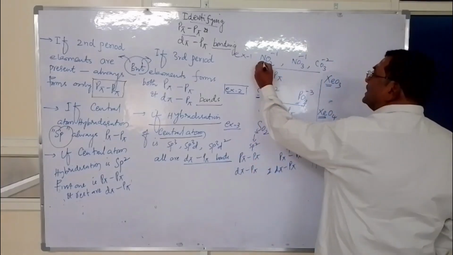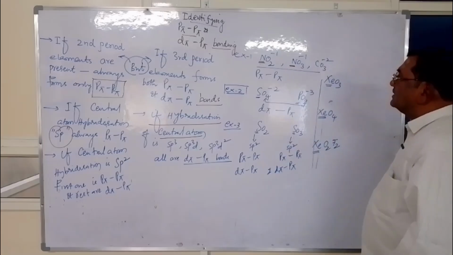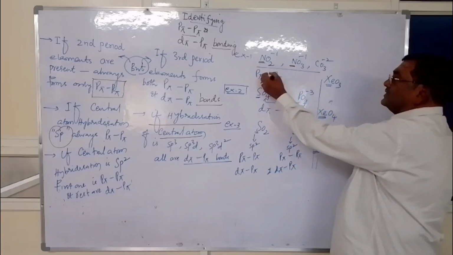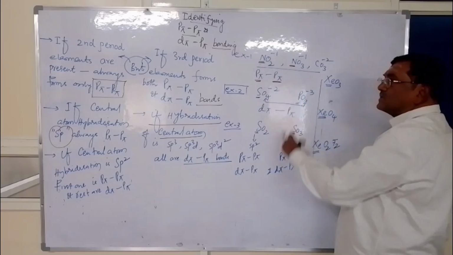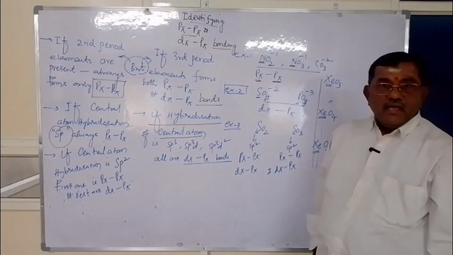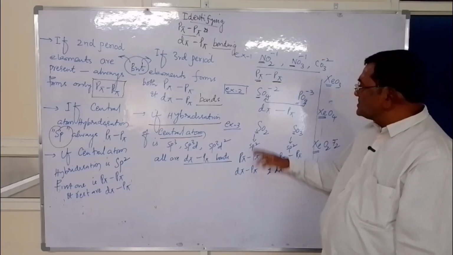First of all, we are taking the second period elements: nitrite, nitrate, carbonate. All are going to form p-pi, p-pi bonding, because they are going to have only p orbitals in the outermost shell. They don't have d orbitals in the outermost shell.